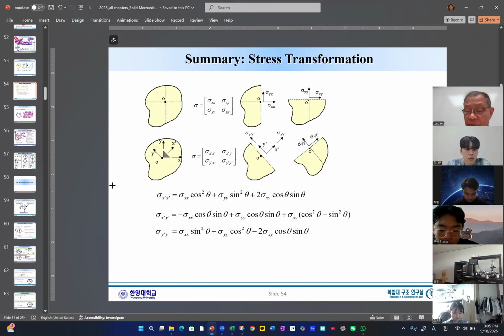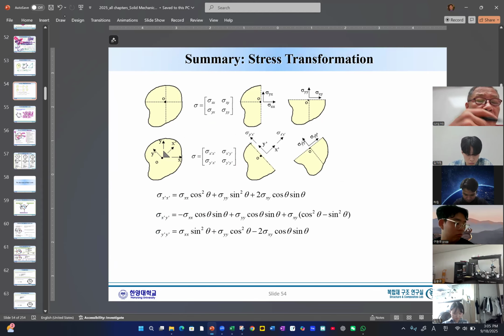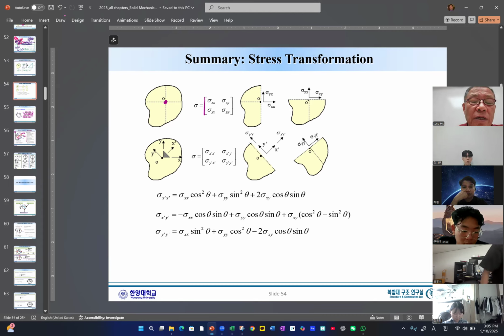Okay, the stresses are given. I will repeat one more time to clearly explain what it means by stress transformation. Okay, here the stresses are given, 2 by 2. Now, what does it mean?